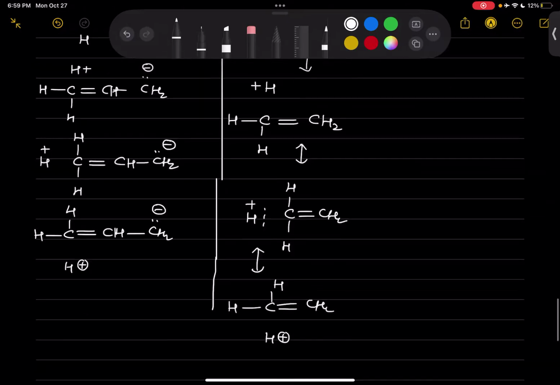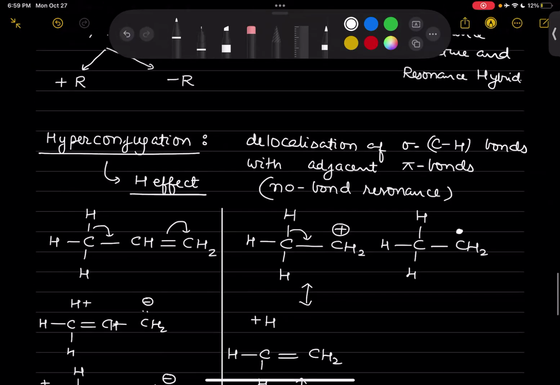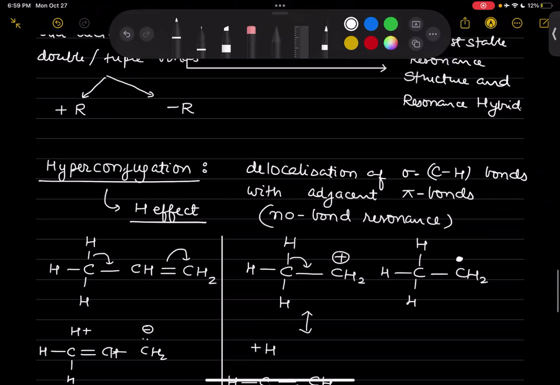So we have seen three permanent effects. What are these three effects which can let the electron delocalize in the molecule? What are these permanent effects?